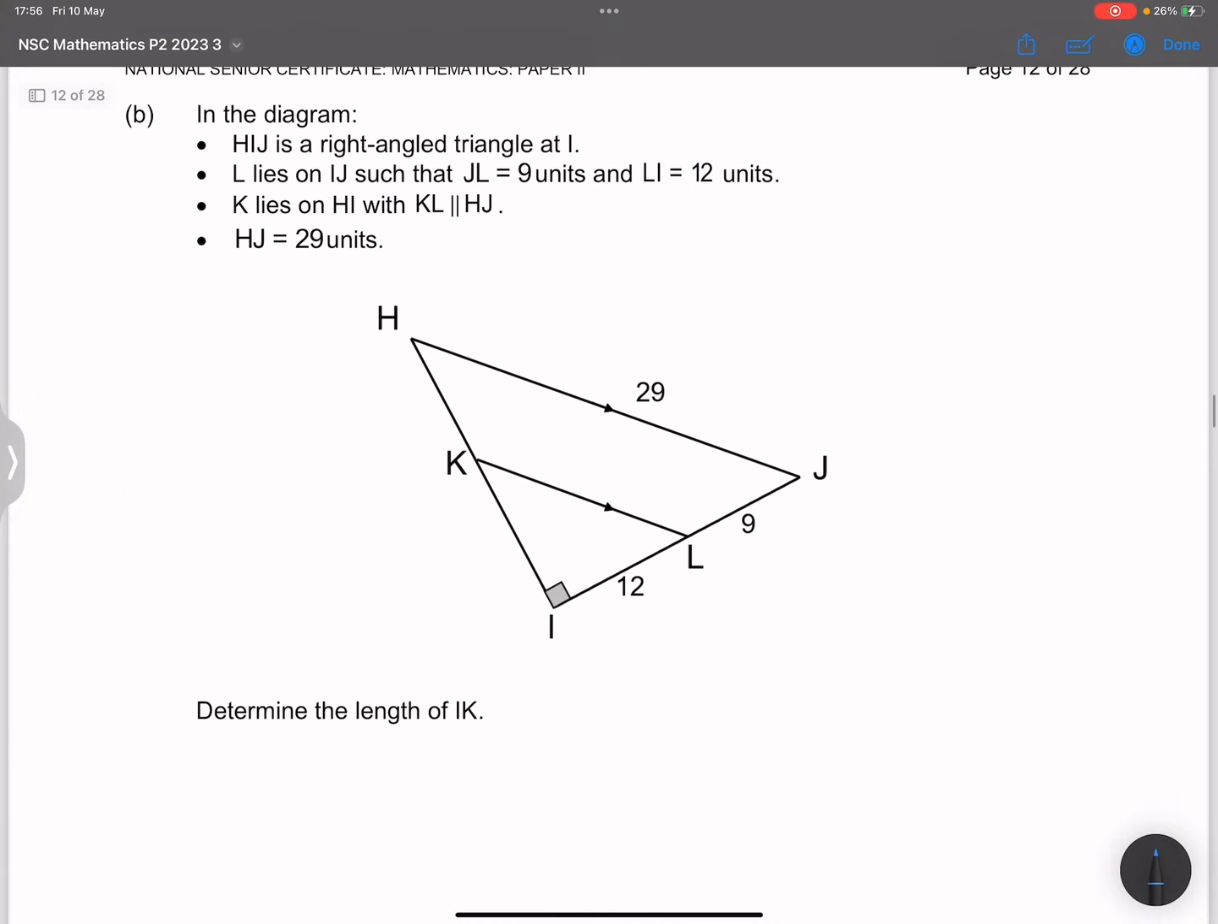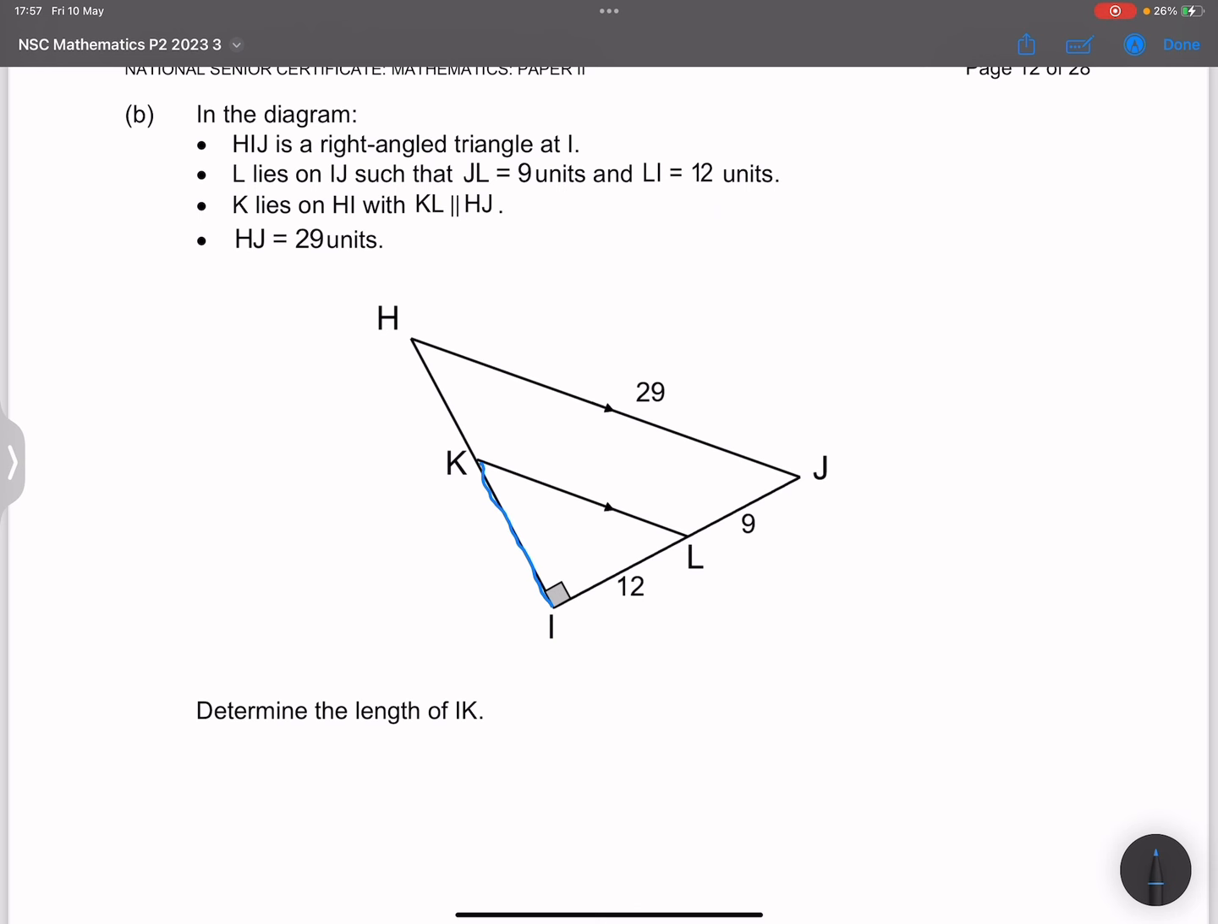So they say in the diagram, we've got HIJ, which is a right angled triangle, right at I. They say L lies on IJ such that JL is 9 units, LI is 12 units, and they say K lies on HI with KL parallel to HJ. Okay, we can see all of that. Right, now they say determine the length of IK. So this is where we want to go, ladies and gents.